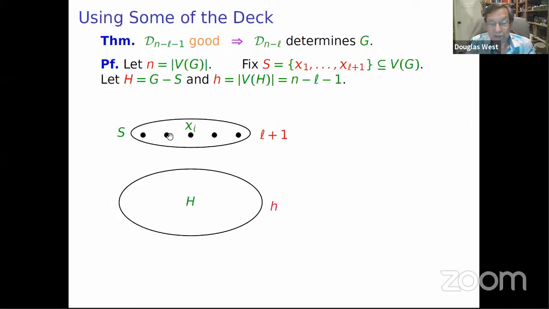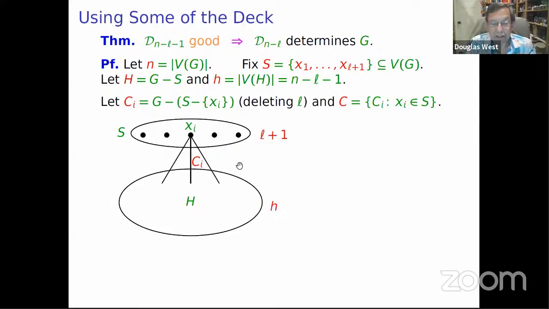So what I want to do is tell you where we're going to find these (L+2 choose 2) special subgraphs. Let n be the number of vertices in G. Fix a set S of L plus 1 vertices. It doesn't matter what they are; just pick any L plus 1 vertices. When we delete all L plus 1 of them, we're left with some subgraph H, which has little h vertices. But I want to make subgraphs where I delete only L vertices. So let me take one of the special vertices and include that along with all of H.